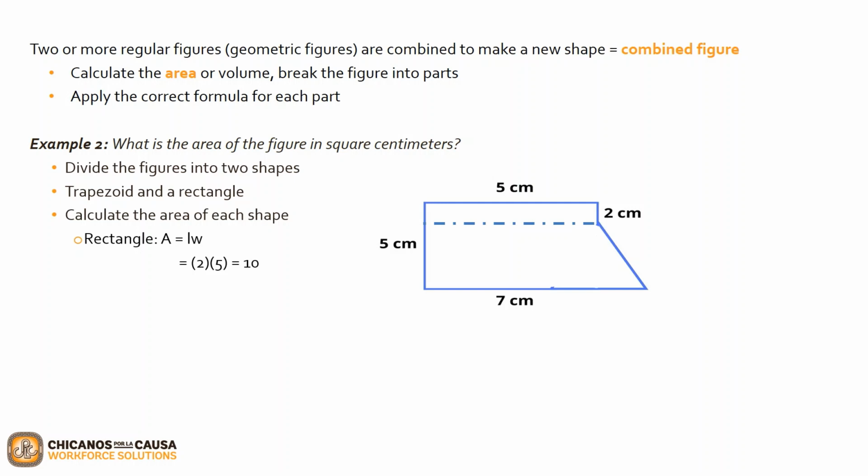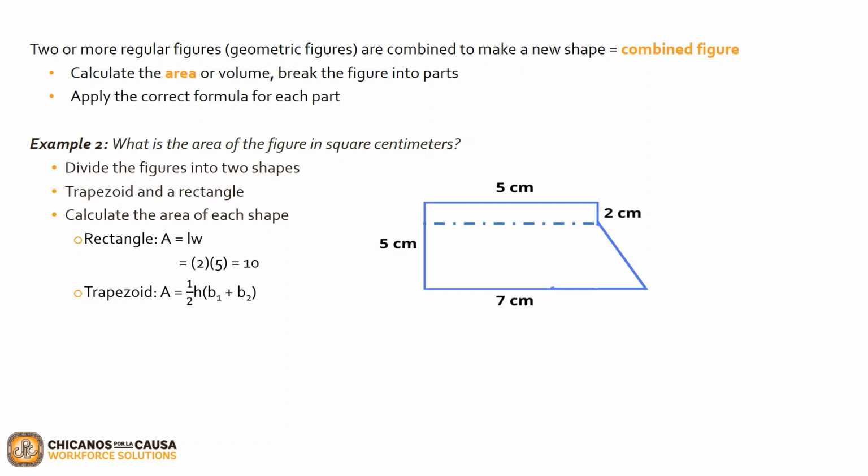Now let's calculate the area for the trapezoid. For the trapezoid, the area equals 1/2 times its height times base 1 plus base 2.